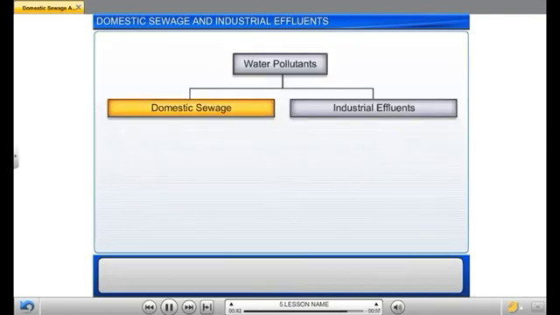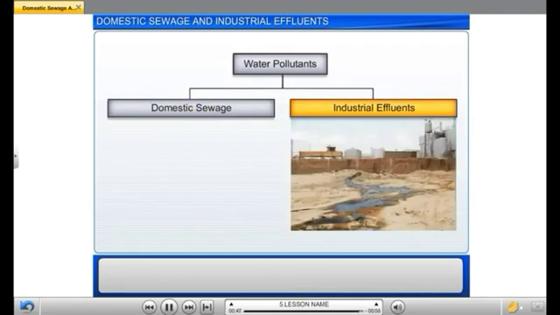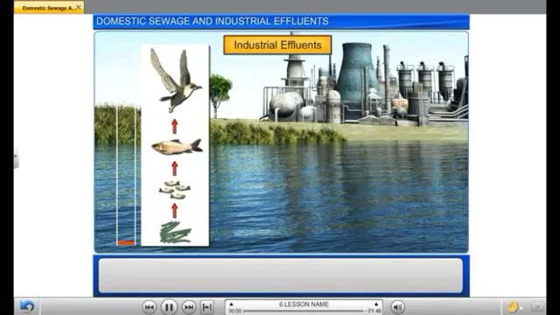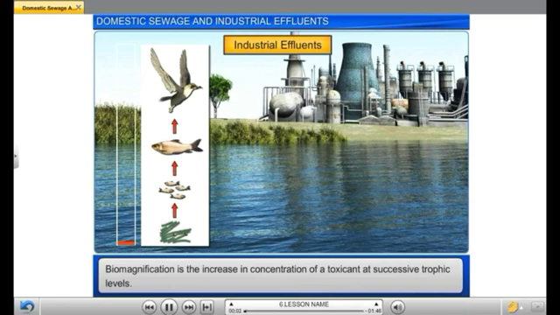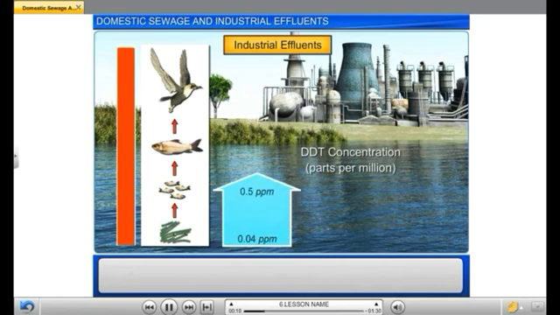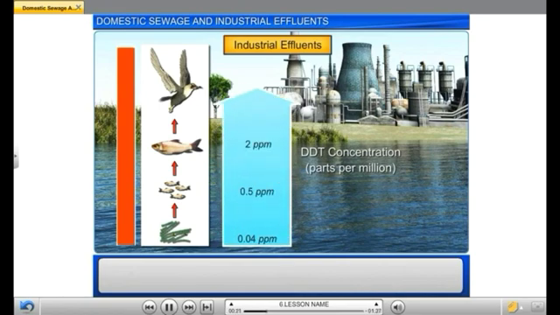Apart from domestic sewage, industrial effluents also pollute water bodies. Biomagnification is an increase in the concentration of a toxicant at successive trophic levels. For example, biomagnification of DDT in an aquatic food chain including zooplankton, small fish, large fish, and fish-eating birds is as shown in the diagram.